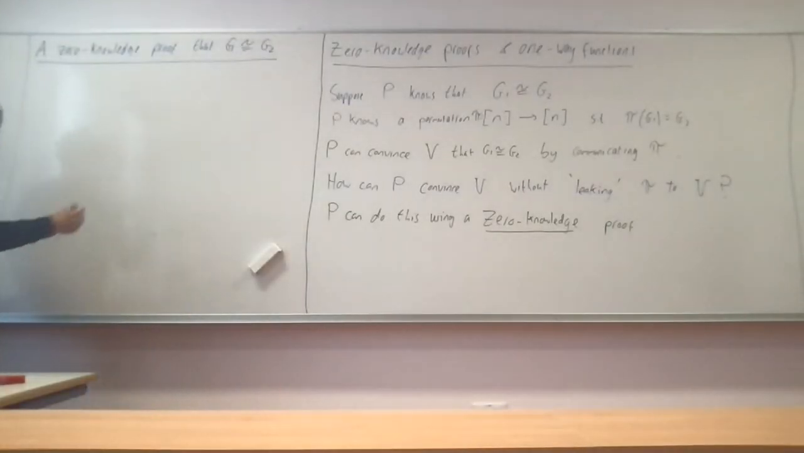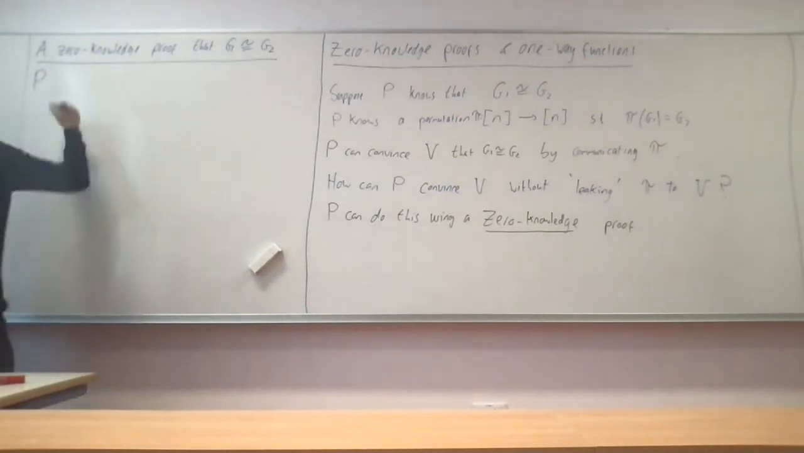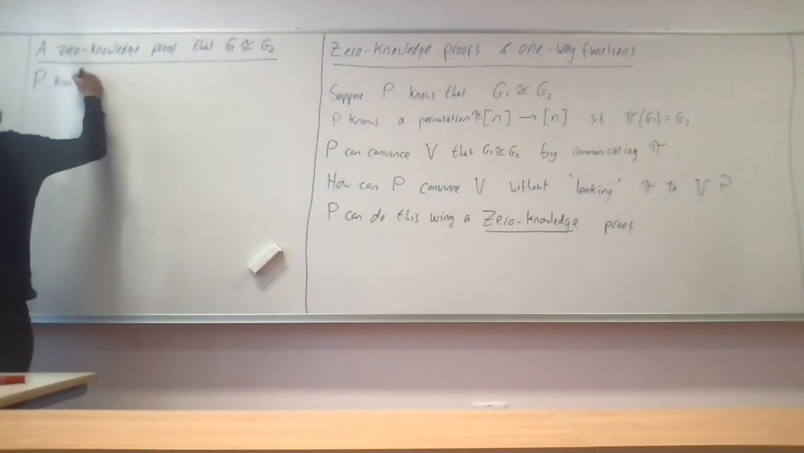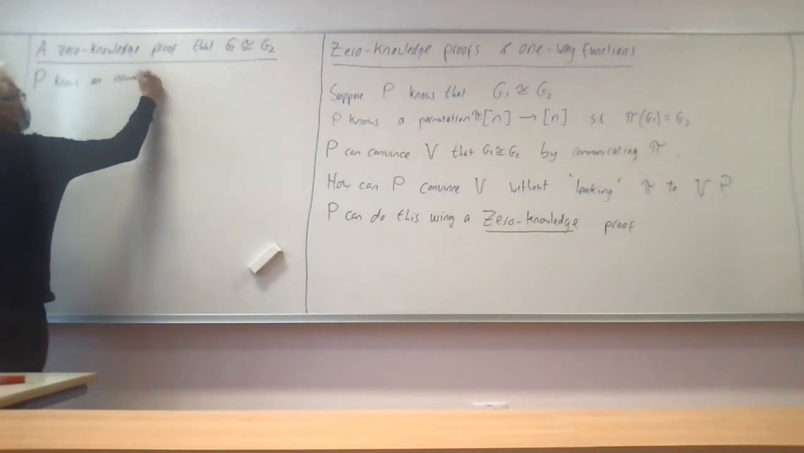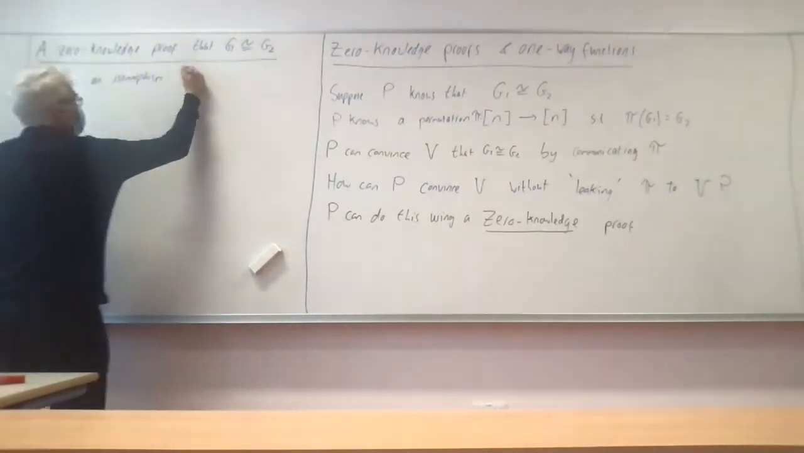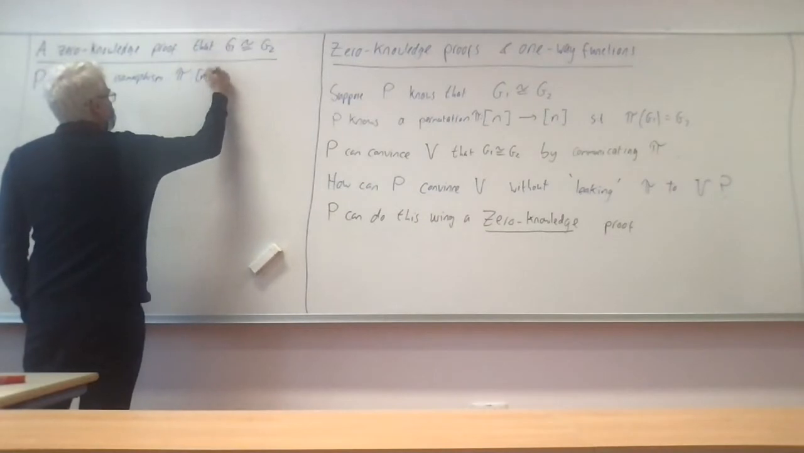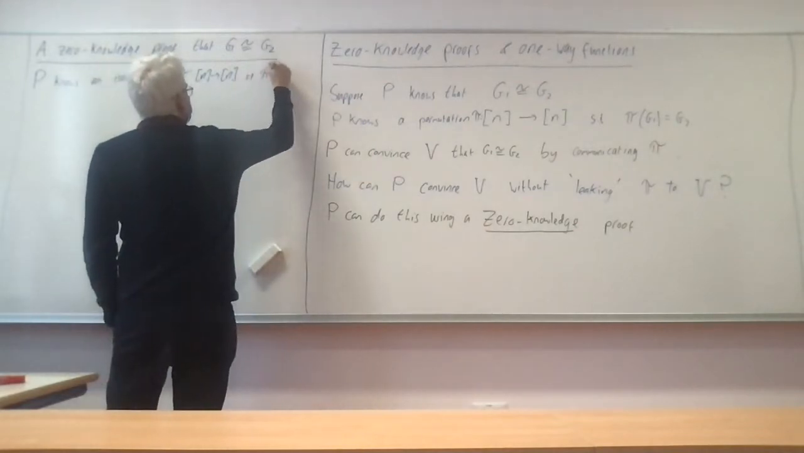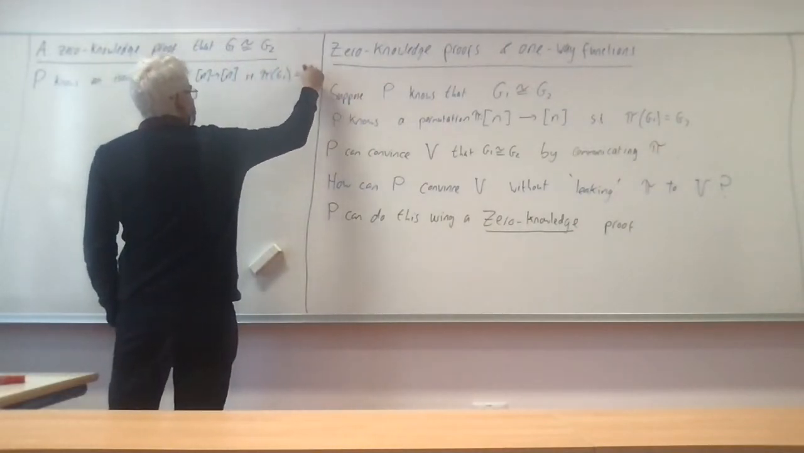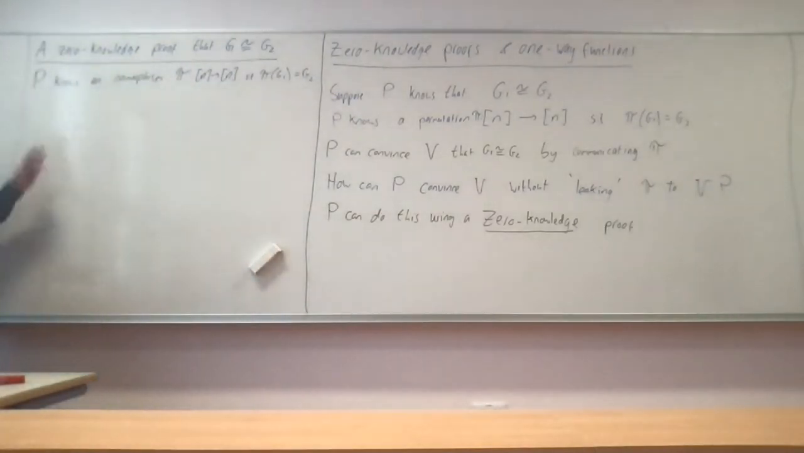And so the starting point is that P has the secret knowledge, knows an isomorphism π such that π(G1) = G2. P wants to keep it secret, but wants to nonetheless convince the verifier that these two graphs are isomorphic.